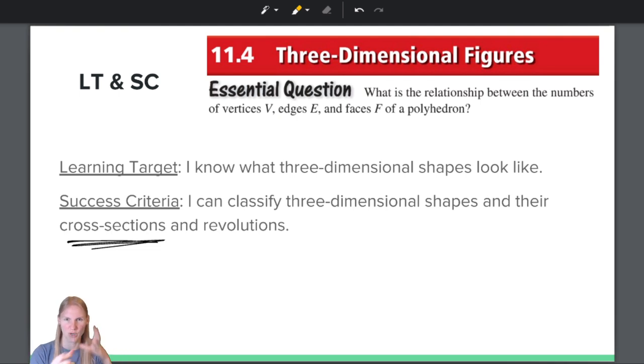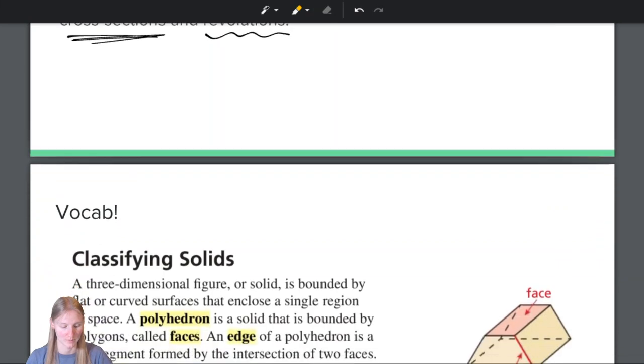Oh my goodness. I love bringing food in and cutting up the food to see the different cross-sections. Oh, it's great. And then revolutions are very interesting. You're going to use them in integral calculus, calculus 2, when I'm sure you take that, because you can, if you want to. So yeah, we're going to look at 3 things today: classifying, cross-sections, and revolutions. So let's jump right into it.